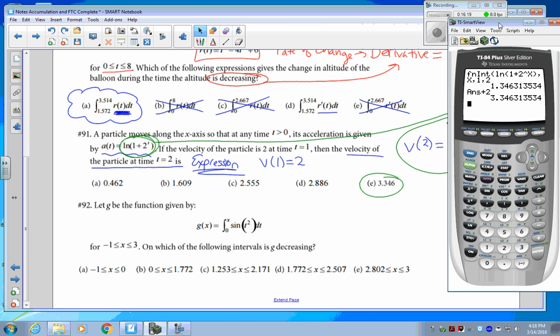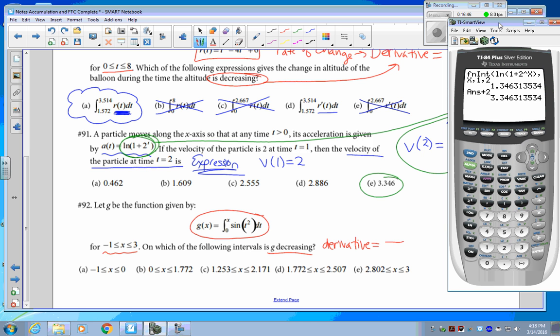So finally, we're on to 92. And 92 is g is this function here, which is the definite integral from 0 to x of sine of t squared dt. And I'm just looking right here at which of the following intervals is g decreasing. Okay, I see g decreasing. That means my derivative is negative.